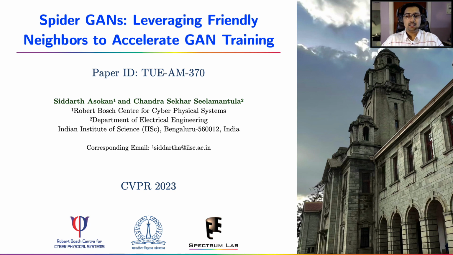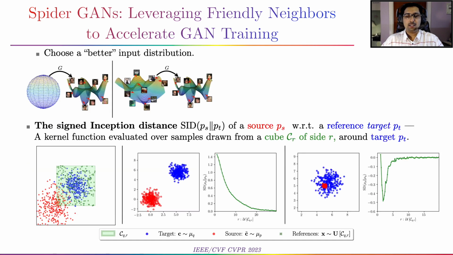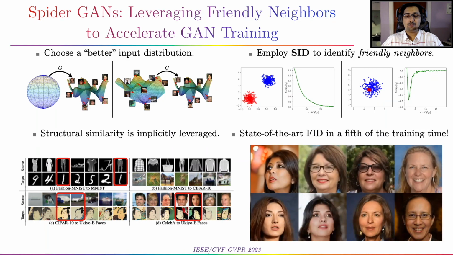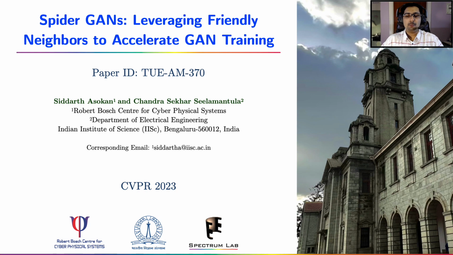Before we dive into the details, let's take a look at the overview of the proposed work. The core idea behind SpiderGANs is to replace Gaussian or other parametric choices of input with samples coming from closely related datasets. To identify these friendly neighborhood inputs, we proposed a site inception distance or SID, which can measure both distances and relative diversity between datasets. We employ SID to identify friendly neighbors of a target and show that SpiderGANs trained with such inputs leverage underlying structural similarity to accelerate training. SpiderGANs can achieve state-of-the-art FID in merely a fifth of the training time compared to the baseline GANs. With an overview of the proposed approach complete, let's now dive into the results of the paper in detail.